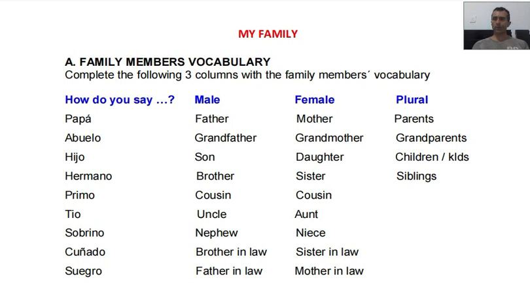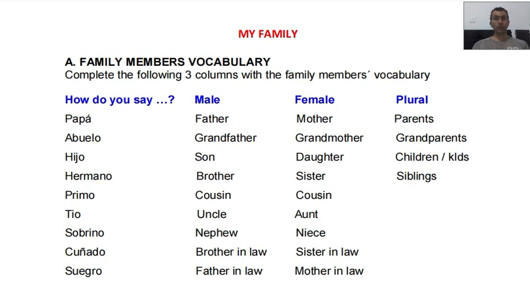Vamos a ir uno a uno y ahorita volvemos y practicamos la pronunciación. Abuelo, grandfather, grandmother, and grandparents. Hijo, son, then the female would be daughter. And the plural form would be children and kids.